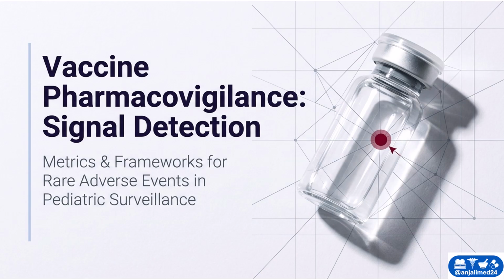Vaccines are among the most effective public health interventions in history, but continuous safety monitoring remains essential to maintain public trust and ensure early detection of potential risk. We will discuss signal detection metrics, pharmacovigilance databases, disproportionality analysis, causality assessment, and real world surveillance strategies used globally. By the end of this presentation, you will understand how modern vaccine safety systems detect, evaluate, and respond to rare adverse events in large populations. So let's begin.